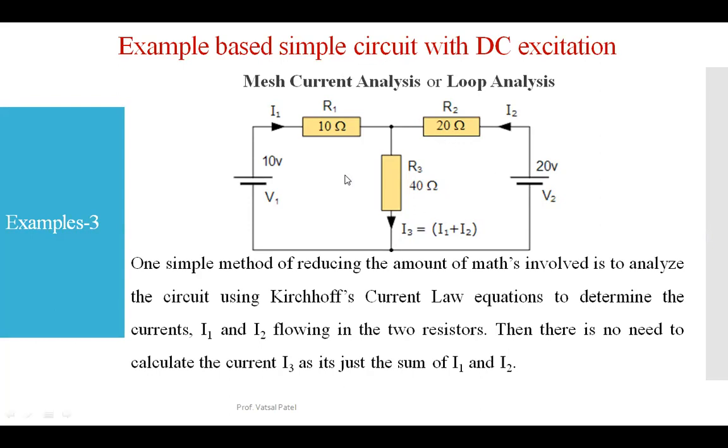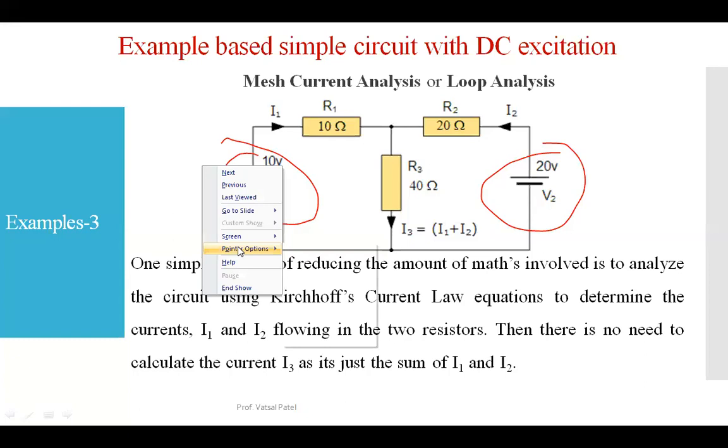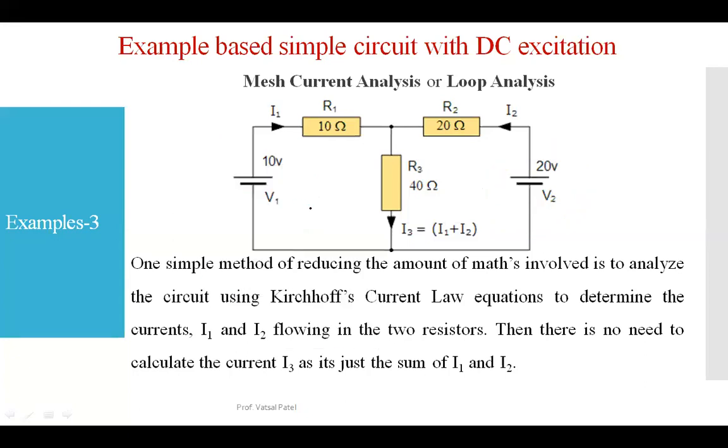No, there are two sources given. You can see this is the first source, and this is our second source. The direction is already given here. So probably you can say that the first loop will be in the clockwise direction, and the second loop will be in the anti-clockwise direction. Yes or no? Can we say that?